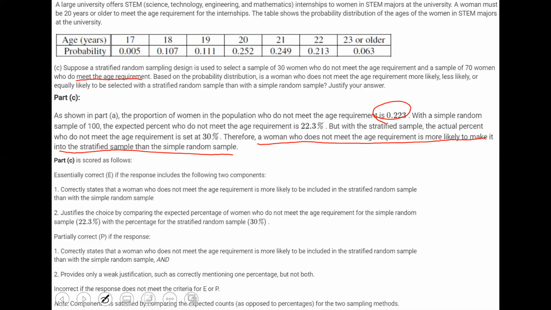Because 30 people out of 100 people, right? So that's why you say the woman who does not meet the age requirement is more likely to make it into the stratified sample rather than the simple random sample. So it doesn't matter whether you say the stratified random sample is more likely or the justification first, you need to show both the justification and also the answer, okay? Don't just write the justification and stop there. You need to actually answer the question, okay?